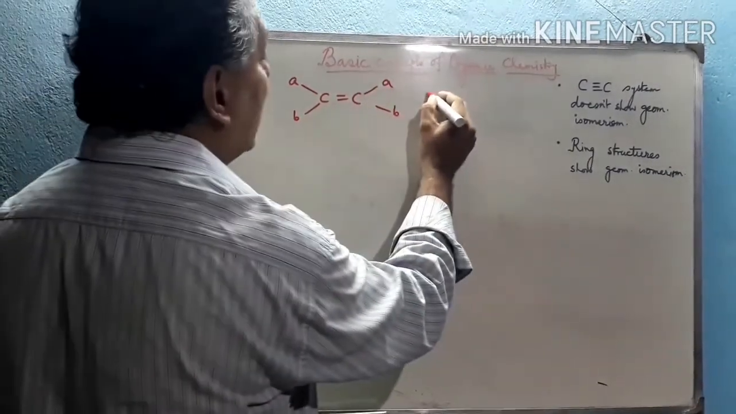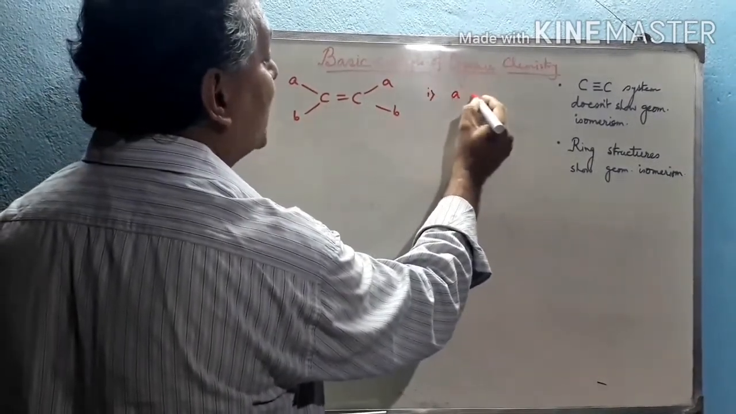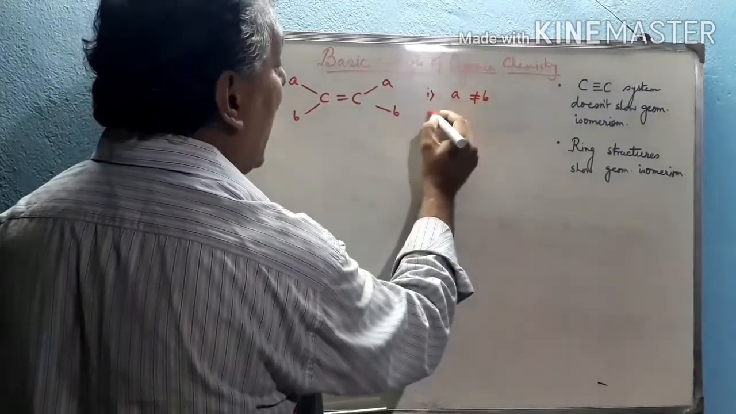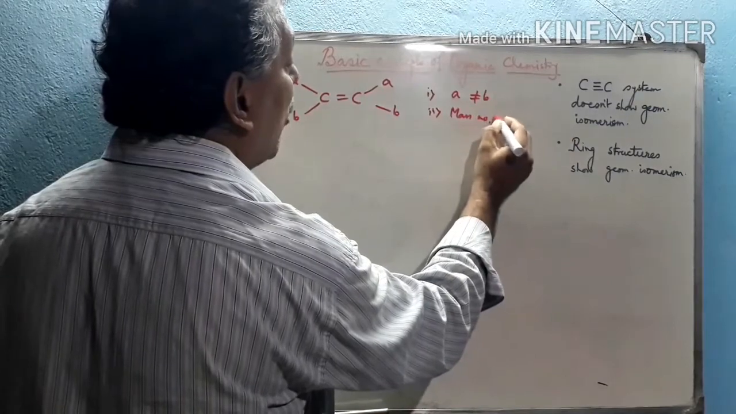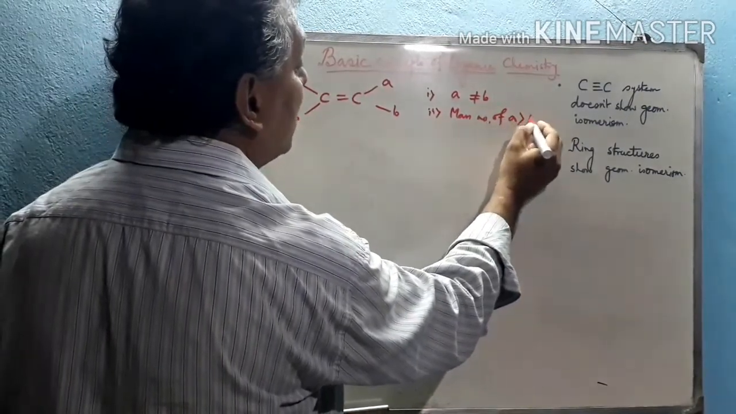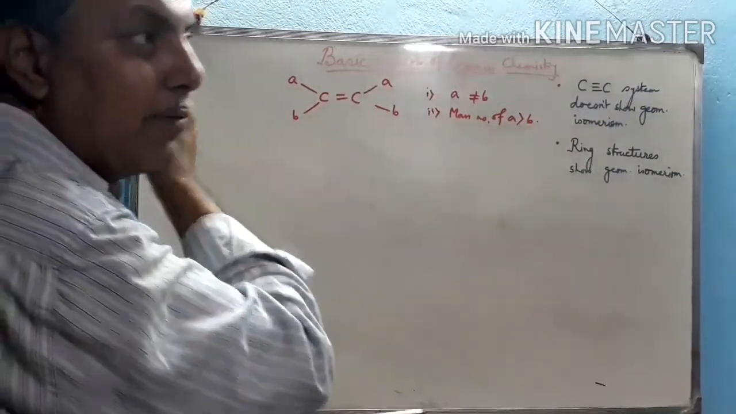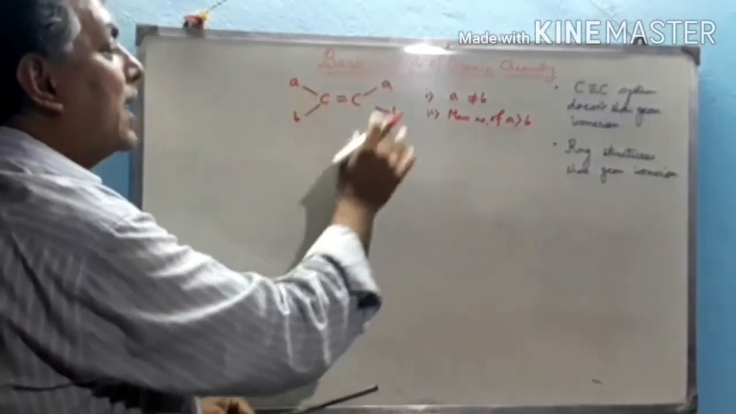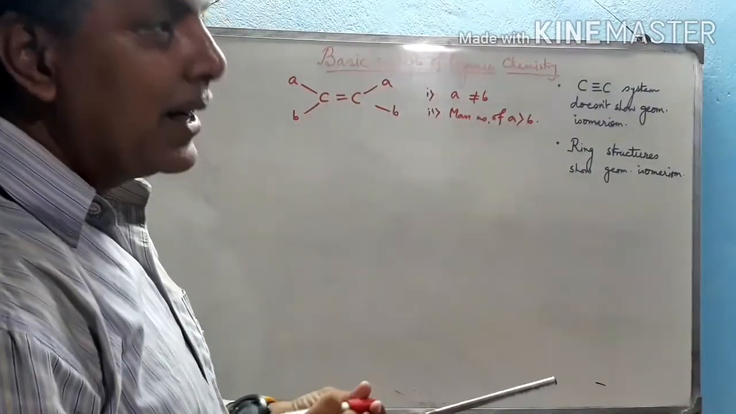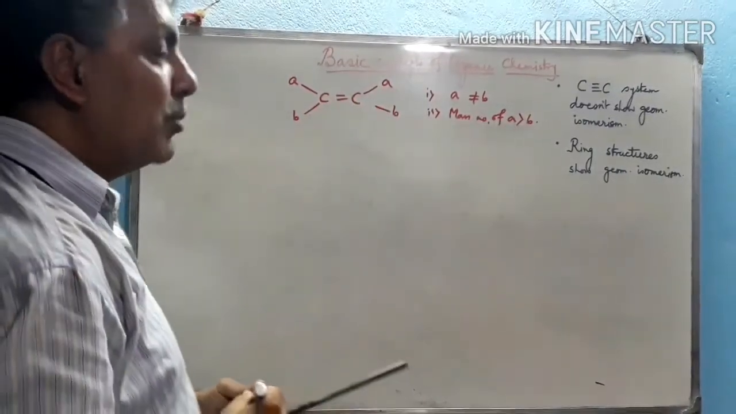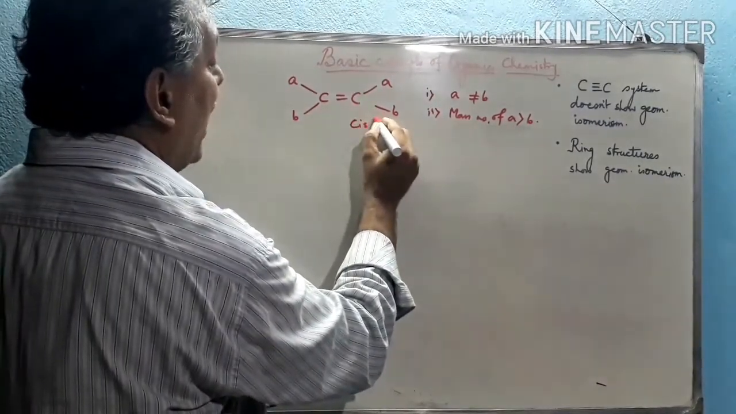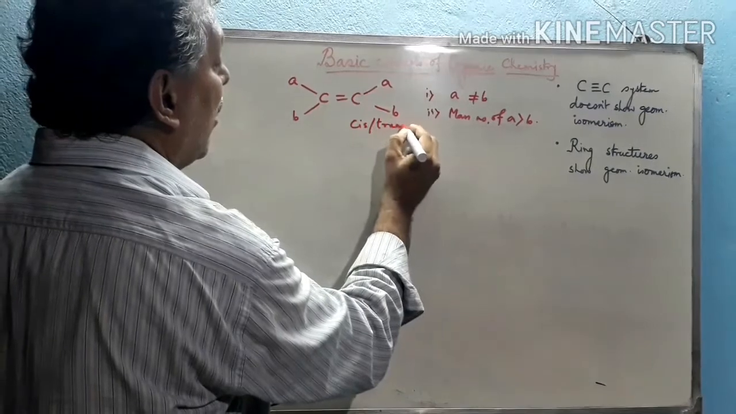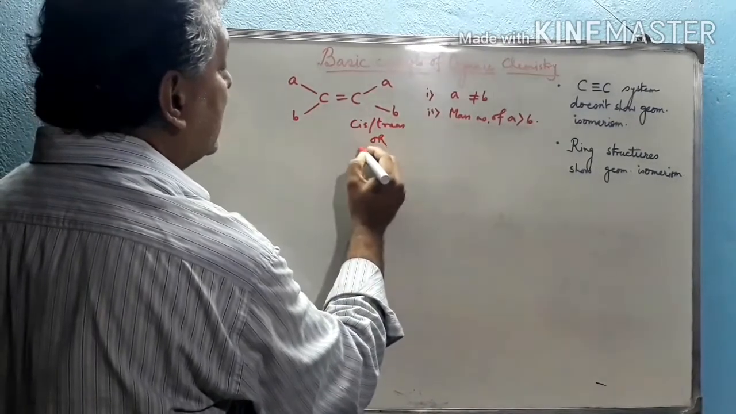Take AB, where two conditions are fulfilled: number 1, A not equal to B, and number 2, the mass number of A is greater than B. If these two conditions are fulfilled, then this structure shows geometrical isomerism, that means configurational isomers. So these structures may have cis and trans, or actually Z and E isomers.